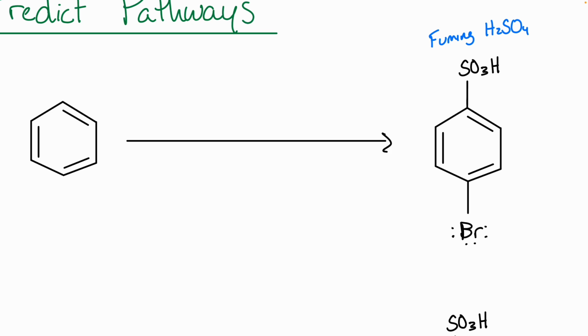Likewise, my bromine, I'm going to use a different reaction. I'm going to use bromine, and you can either use aluminum bromide or iron(III) bromide. Either one would be fine, but we got to have that catalyst in there as well. Okay, so here are my two reactions.